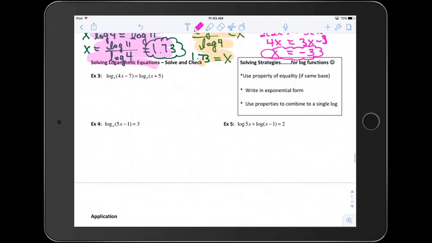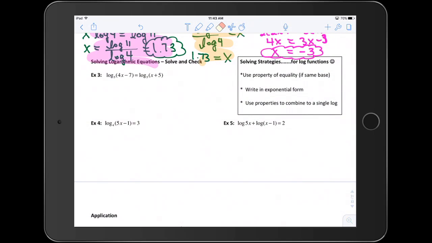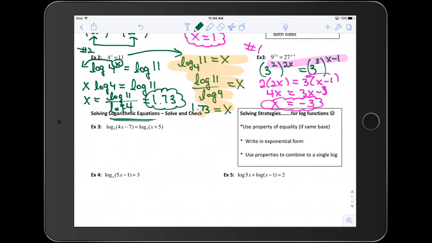Let's see how you're doing with this. I'm going to erase this right here though, so you can kind of see what I'm doing. Okay, so now we're going to solve logarithmic equations. So notice we have 3 strategies over here. We have use the property of equality, so kind of the same base, just like what we did above in example 1 and 3, or write it in exponential form and solve it from there. So once you switch it into exponential form, then you can do just like what we did in example number 2 up above. Or use your logarithmic properties to combine into a single log and then solve from there.